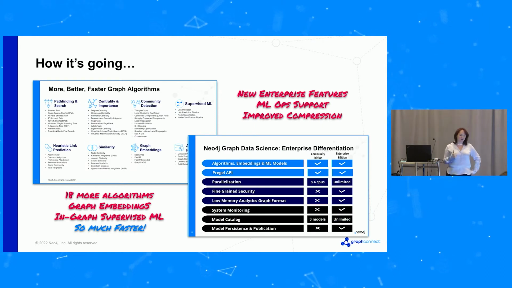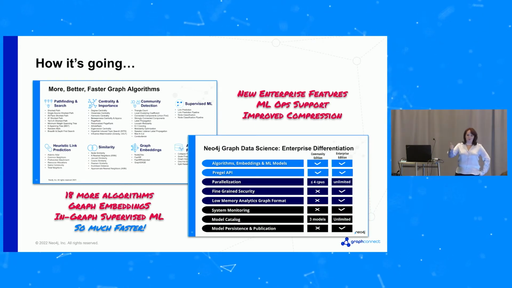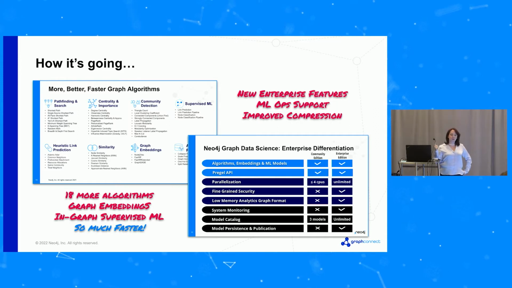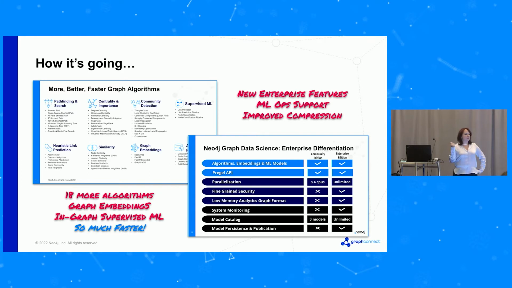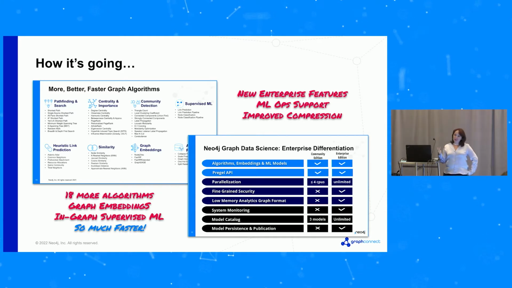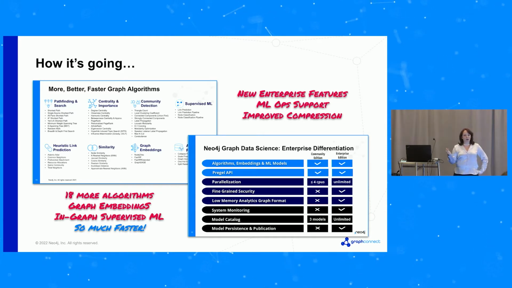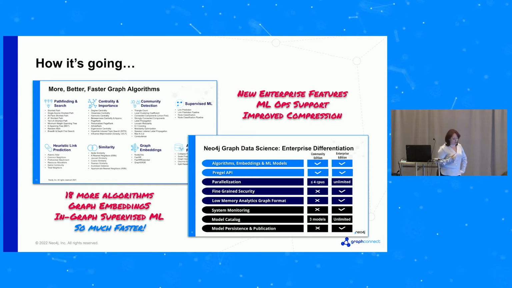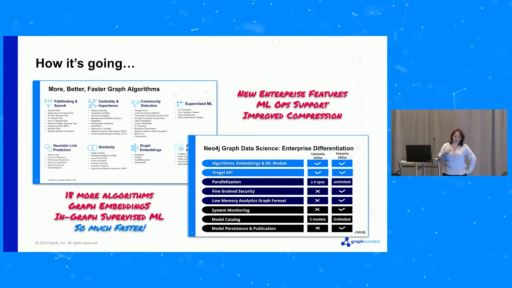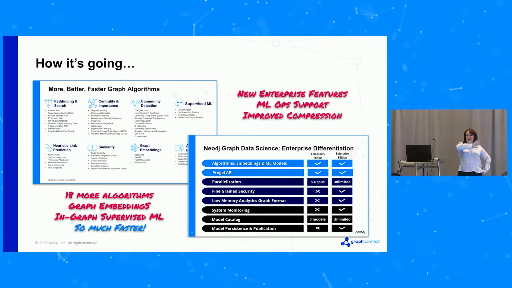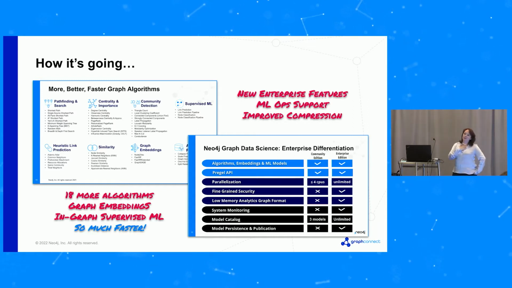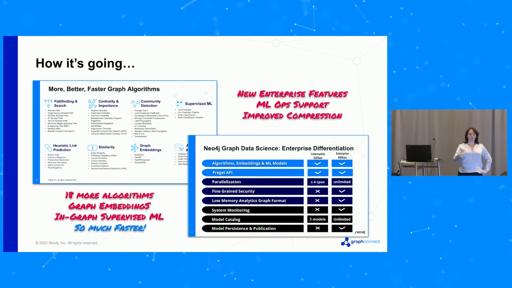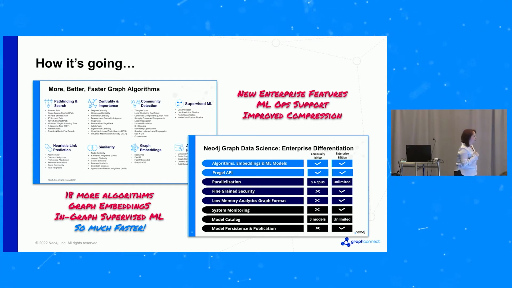We have 18 more algorithms than we had when we launched. We have graph embeddings, totally new from when we launched, a really powerful way of doing feature engineering. We have in-graph supervised machine learning so that you can do in-graph pipelines to predict how your graph is going to change. And it is so much faster. Philip was really excited during the keynote to share those benchmarks. Those benchmarks are actually my team's internal guide star of where we need to invest and improve to make sure we're the best performing out there.